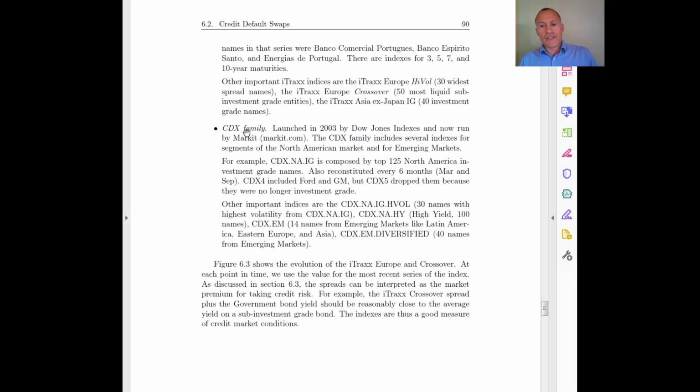Family 2 is the CDX family, and whereas the first one was more geared towards Europe, this one, CDX, is more geared towards the US market. The most important member of this family is this one here, the CDX North America Investment Grade. So it's the twin brother of the iTraxx, but instead of the European market, what you have now is 125 CDSs for North American companies. And exactly the same type of scheme of the series.